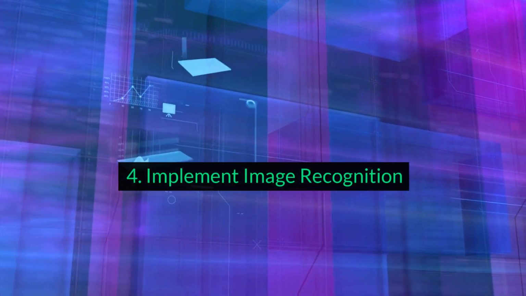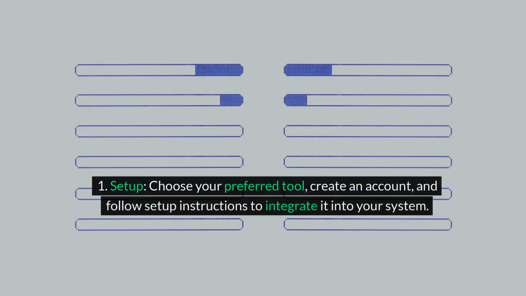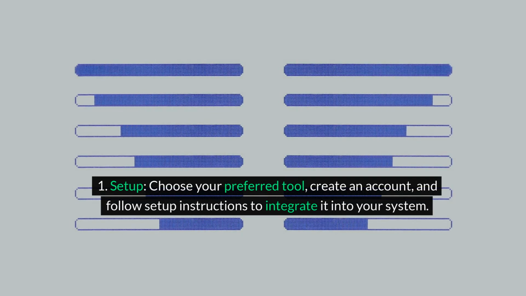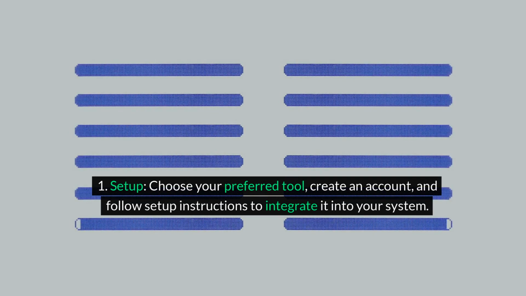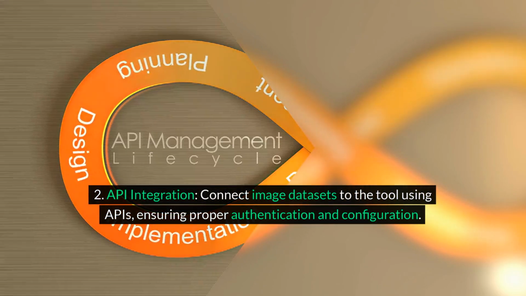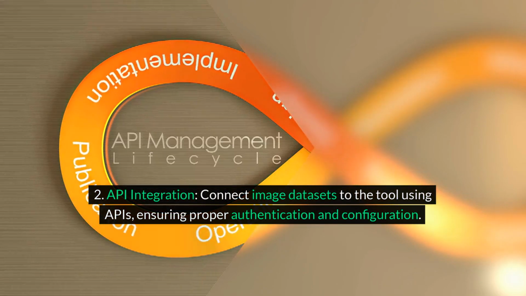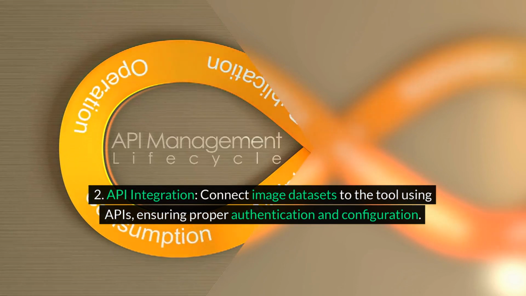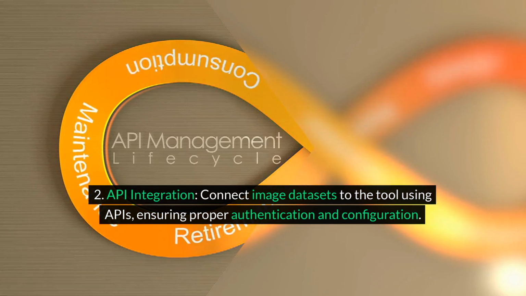4. Implement image recognition. 1. Setup. Choose your preferred tool, create an account, and follow setup instructions to integrate it into your system. 2. API integration. Connect image datasets to the tool using APIs, ensuring proper authentication and configuration.